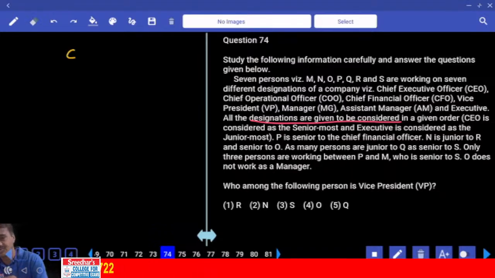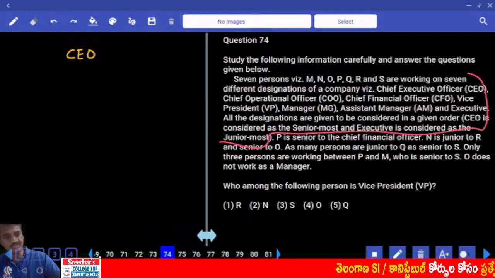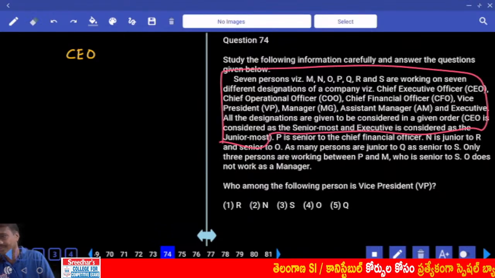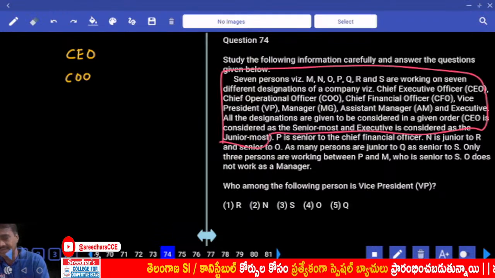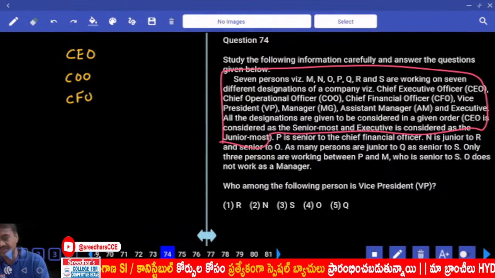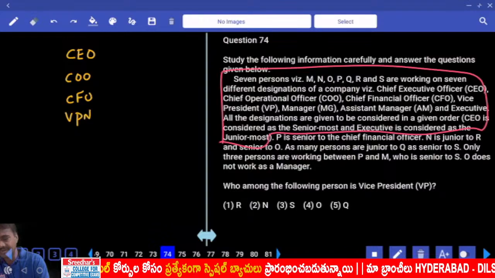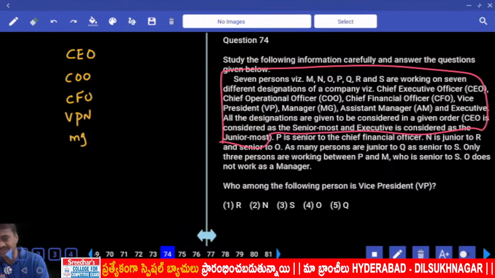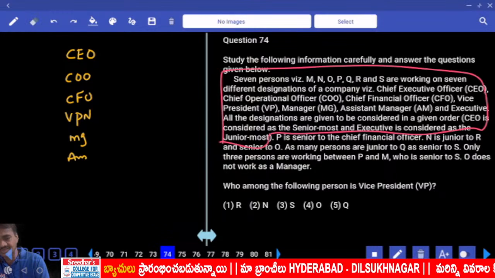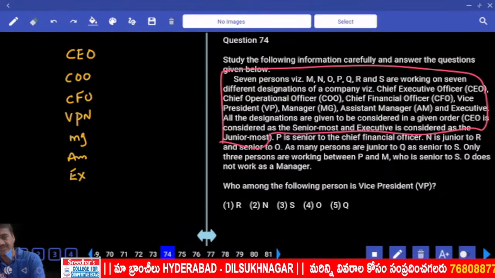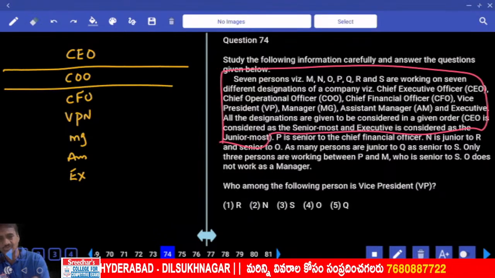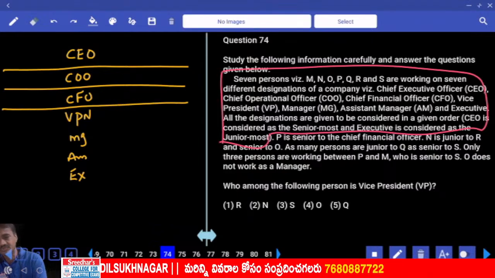CEO is the senior most, and executive is the junior most. If you observe, up to here the entire information is only the descriptive part. Clear? Then CEO, and who is the next one? COO, next CFO, next VP, next manager, next assistant manager, and next one, the executive. These are the 7 persons we have. No parameter is added to this, so it definitely comes under the first priority.